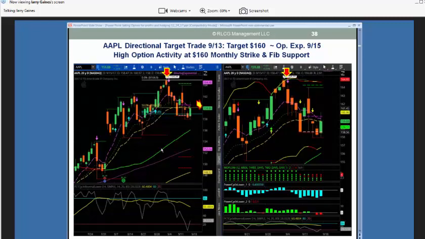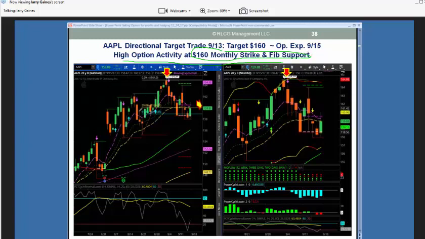Everything I look at is based on direction, but then we look at the best option strategy for the current market condition that we're trading. So first off, this was a directional trade. We looked at Apple, and we had a reversal signal here, and it pulled back pretty hard. But this was a monthly option expiration, and we were seeing a huge amount of unusual option activity at the 160 monthly strike.